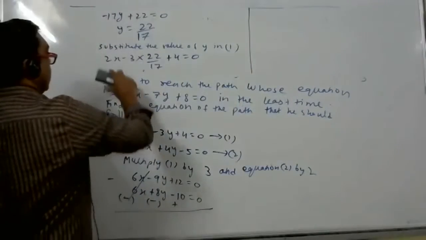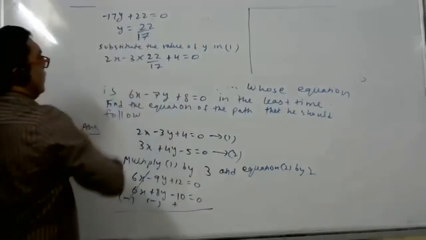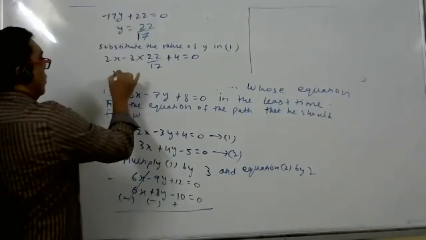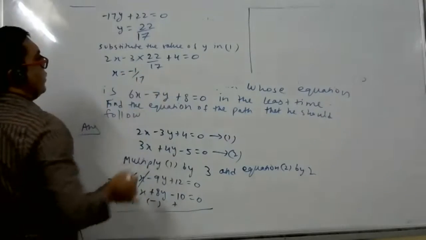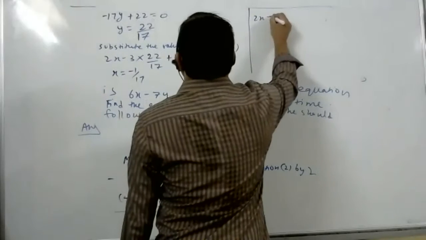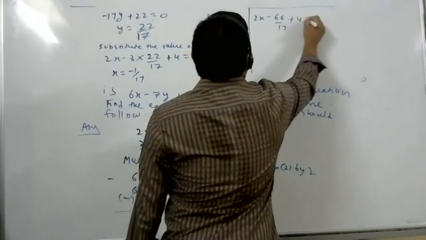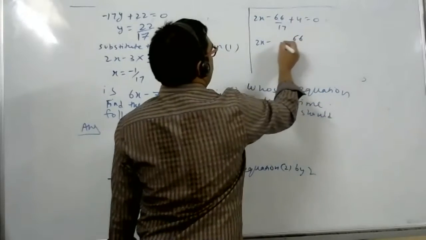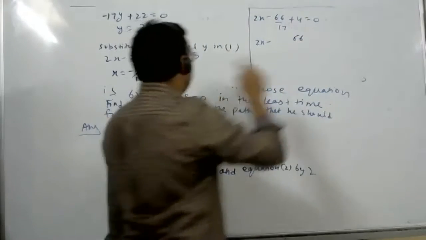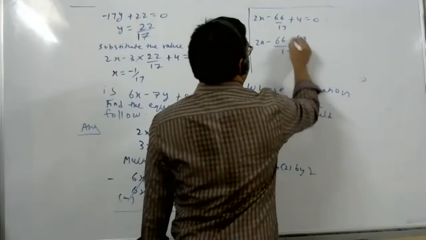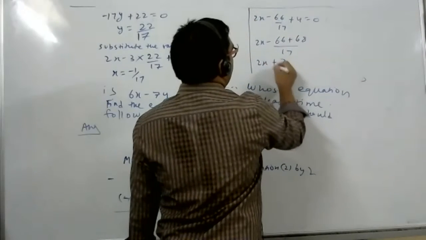Calculate and tell me what answer you'll get. So minus 1 by 17. I am getting that, minus 1 by 17. Other people also do it, otherwise if it's wrong there is no use of doing. So you will get 2x minus 66 by 17 plus 4. 17 fours are how much? 68. So 68 minus 66, so you will get 2x minus 2 by 17, 2 cancels, minus 1 by 17 is correct.